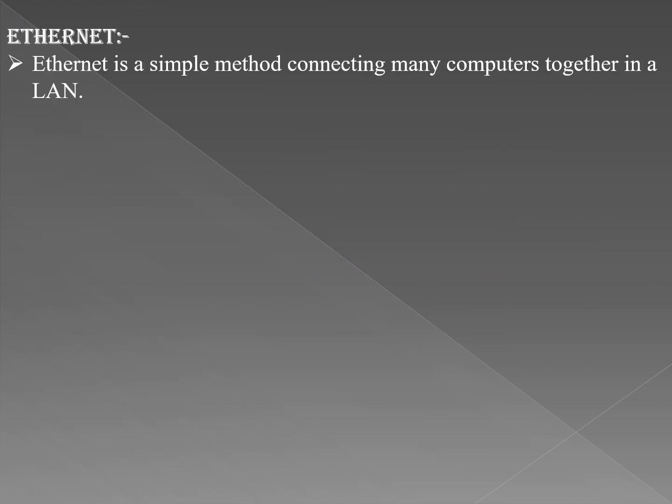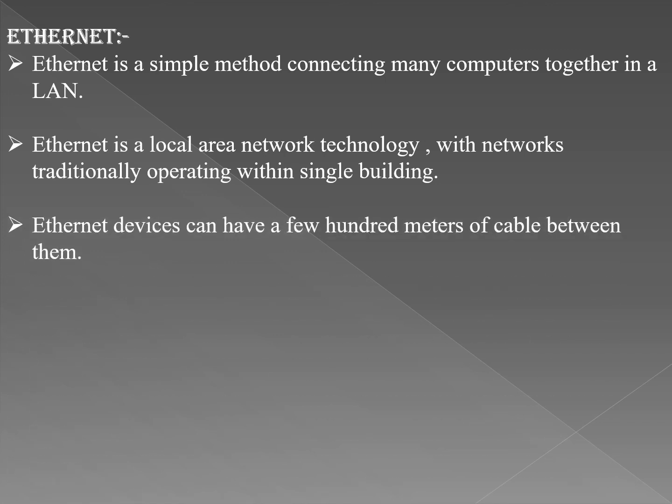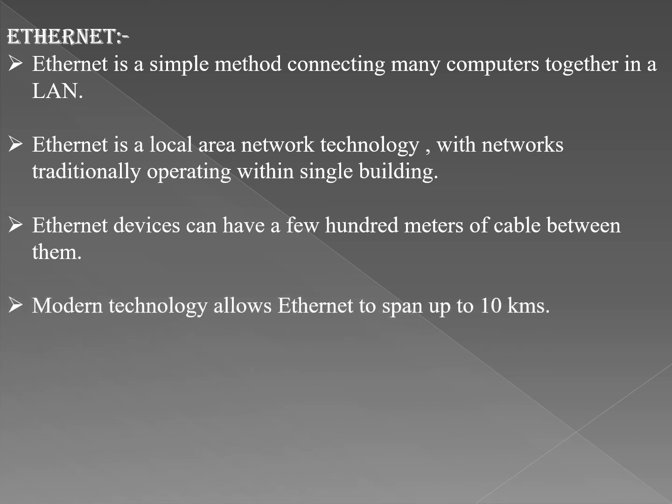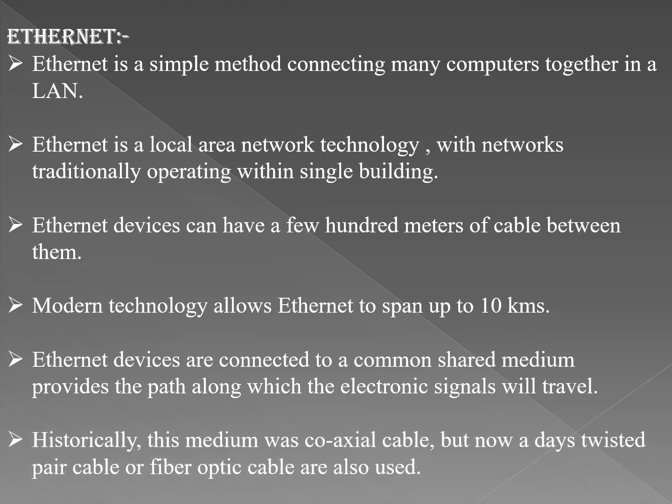Now let's learn about Ethernet. Ethernet is a simple method of connecting many computers together in a LAN. Ethernet is a local area network technology with networks traditionally operating within a single building. Ethernet devices can have a few hundred meters of cable between them. Modern technology allows Ethernet to span up to 10 kilometers. Ethernet devices are connected to a common shared medium, which provides the path along which the electronic signals travel. Historically, this medium was coaxial, but nowadays twisted pair cable or fiber optic cable are also used.